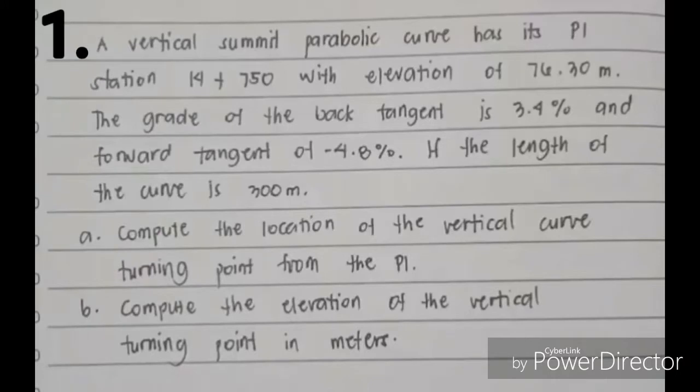A vertical summit parabolic curve has its PI at station 14 plus 750 with elevation of 76.30 meters. The grade of the back tangent is 3.4% and forward tangent of negative 4.8%. If the length of the curve is 300 meters, compute the location of the vertical curve turning point from the PI and compute the elevation of the vertical curve turning point in meters.